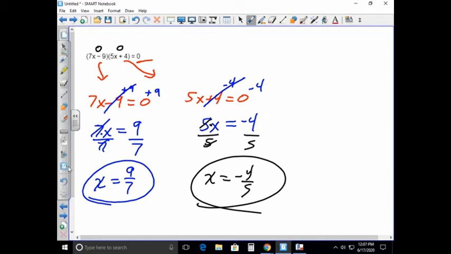Again, the reason for that is because 0 times anything equals 0. So we're trying to find out how can we make that 0 so that our product makes 0, and how can we make that 0.